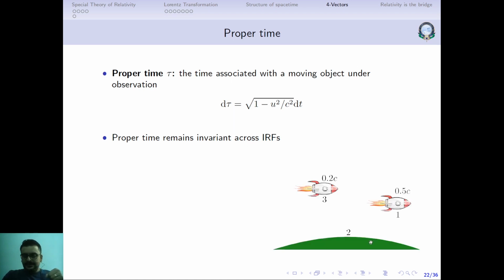Let's take an example. Let's say I have three observers. One observer is in the first spaceship, which is moving at 50% of the speed of light from left to right. Another observer is on the ground, and a third observer is moving with a velocity of 20% of the speed of light, also in the same direction as the first observer. So now let's say you are in the first spaceship, and you have two friends. One friend is on the ground, another is on another spaceship, and both of them are observing you.